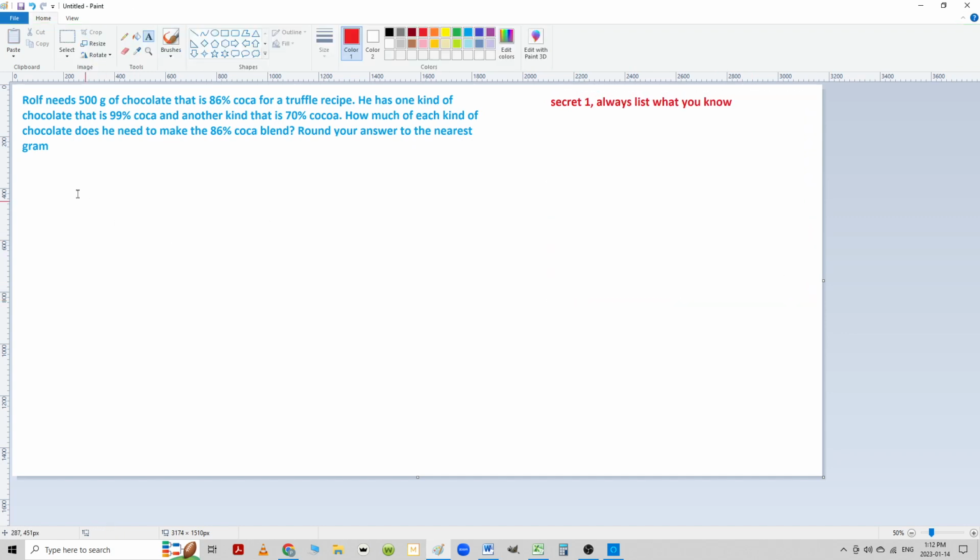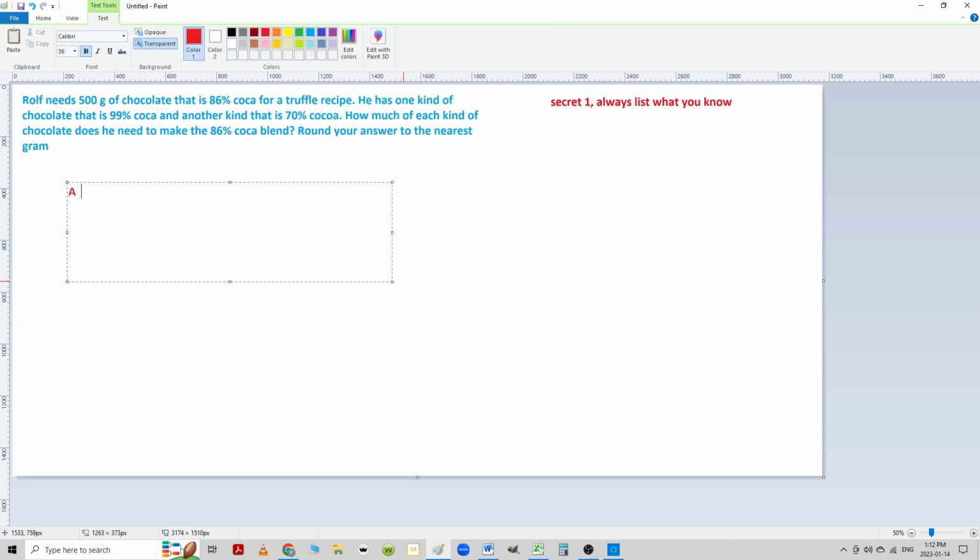Well, I know I'm going to take some of cocoa A and add it to cocoa B and try to get my truffles. I know that it's going to be chocolate truffles. It's got to be a certain percentage of chocolate in the truffles. I also know that I'm going to end up with 500 grams of truffles. So we can say truffles is equal to 500 grams.